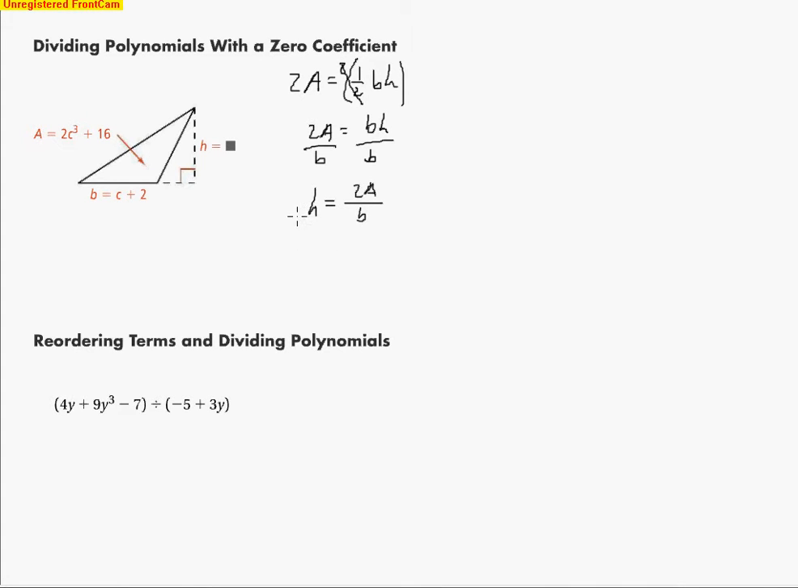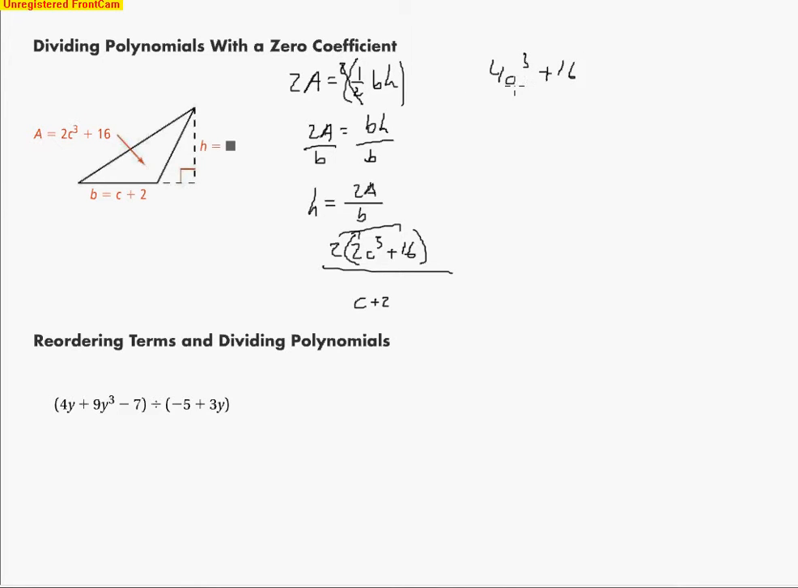So I'm going to take the area that I've got right here, 2c to the third plus 16, and I'm doubling that number. And then I'm going to divide by c plus 2. So when I go ahead and do that, I double each of these terms, and this is what I've got. I've got 4c to the third power plus 16. And down below, I've got this c plus 2.